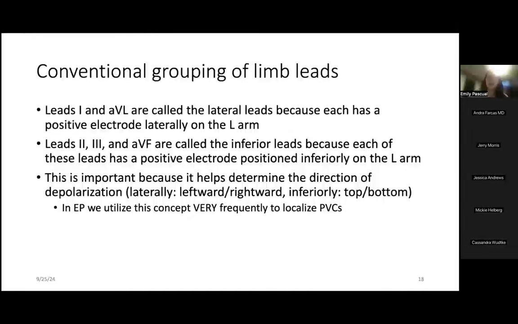So laterally, you're looking at leftward to rightward, and inferiorly, you're looking at top to bottom. In EP, we use this concept all the time to try to localize where arrhythmias are coming from. And then also when we talk later in this presentation about STEMI, this also comes into play as well.